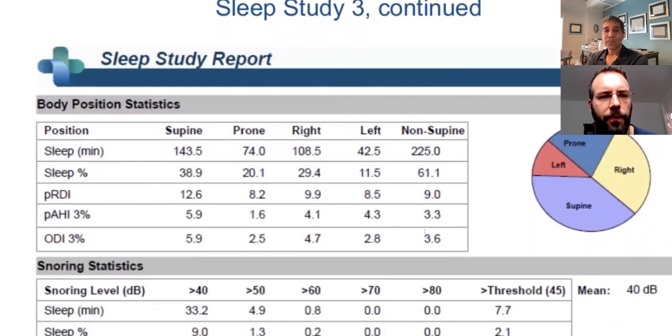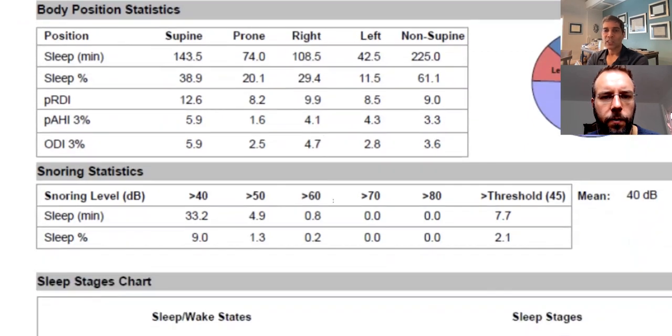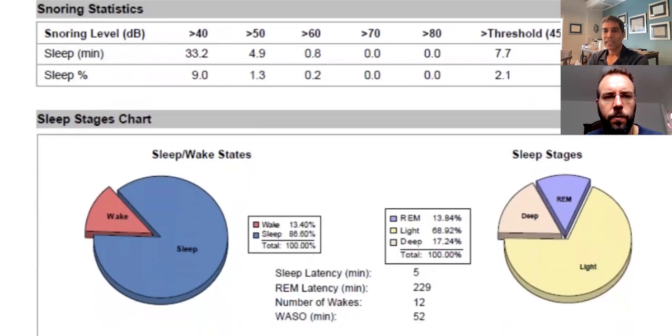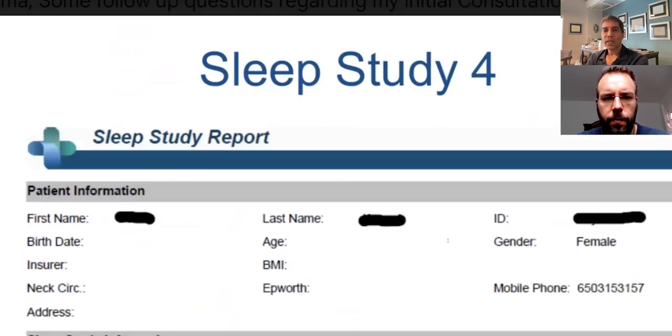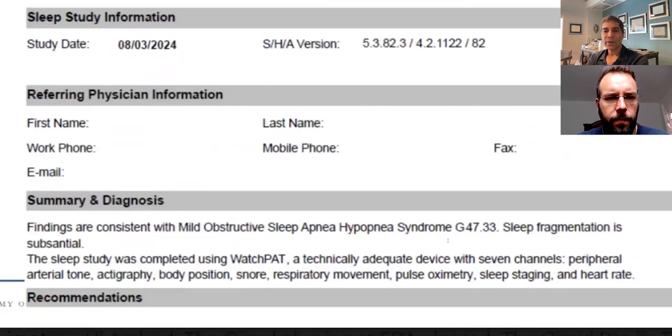Anyway, if we look at the non-supine versus supine, the RDI is 9 not on the back, and then 12 on the back. Makes sense. And then it didn't matter if they're prone or left. Very similar. Okay. And then snoring over 60 decibels, just 48 seconds, not that much. And then REM sleep was light. Like I said, should be 20 to 25%. Deep sleep was adequate. Let's go on to sleep study number 4.